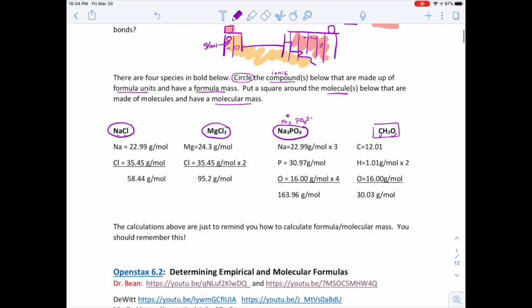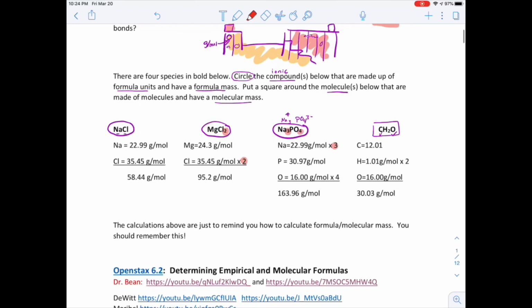But notice in all those cases, you do it all the same way. Keep in mind that when you have a 2, don't forget to multiply by 2 before you add. If you've got a 3, don't forget to multiply by 3. The 4 only applies to the oxygen. It does not apply to the phosphorus. And then our hydrogen over here, he's got 2. And you just add it all up.